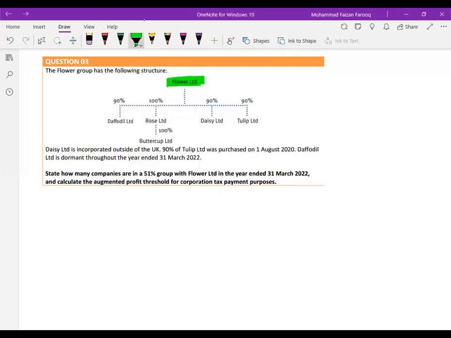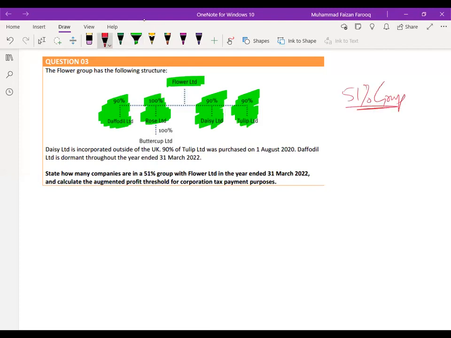Flower will be part, right? Daffodil will be a part. Rose as per percentage, yes. Daisy as per percentage, yes. Tulip as per percentage, because we are searching for the 51% group, so I am just looking at the percentage. 100 into 100 is again 100%. So Buttercup, yes. All are yes, but now we know that there are some exceptions.